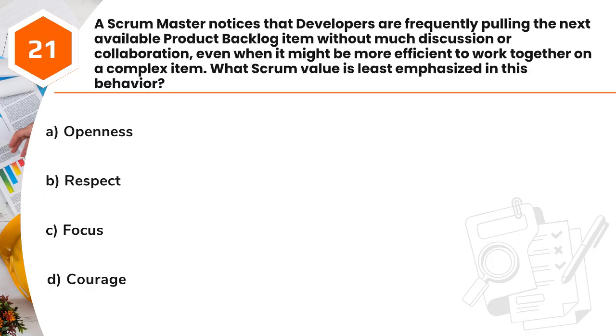Question 21. A Scrum Master notices that developers are frequently pulling the next available product backlog item without much discussion or collaboration, even when it might be more efficient to work together on a complex item. What Scrum value is least emphasized in this behavior? A. Openness. B. Respect. C. Focus. D. Courage.